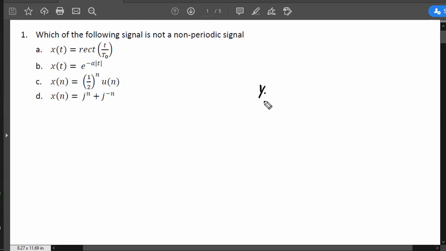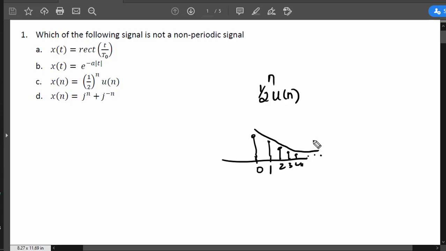So a is (1/2)^n u[n]. At n equal to 0, (1/2)^0 is 1. At n equal to 1, (1/2)^1 is 1/2. At n equal to 2, it is 1/4, then 1/8, 1/16. So it goes on. This is actually an exponentially decreasing sequence.